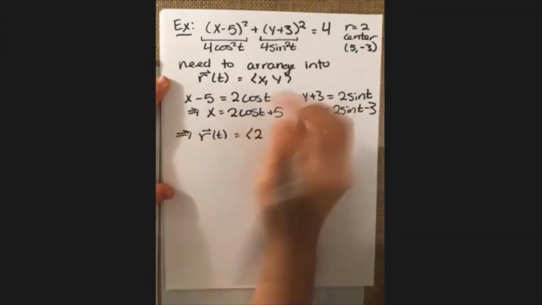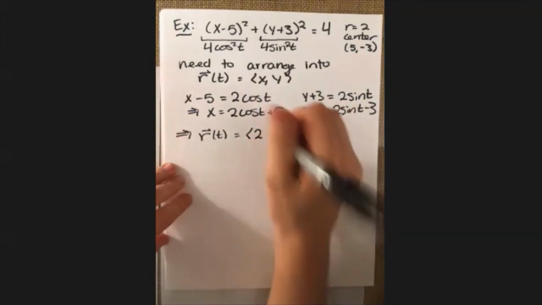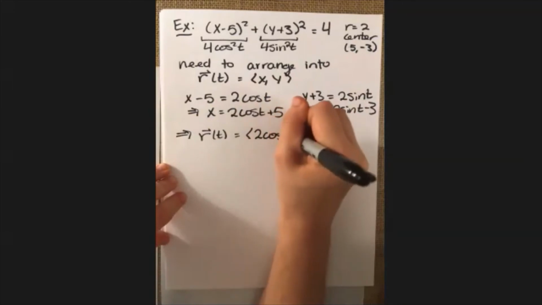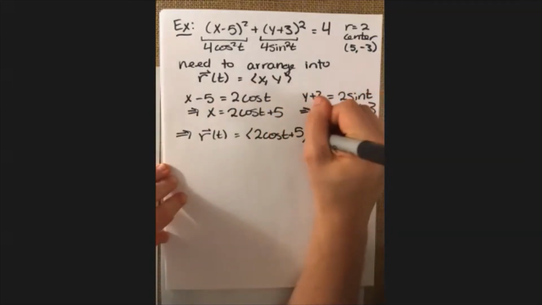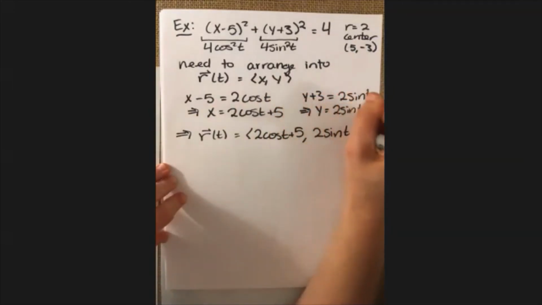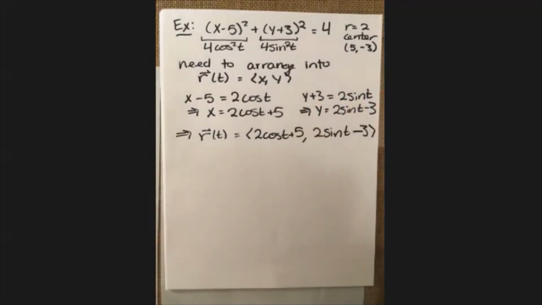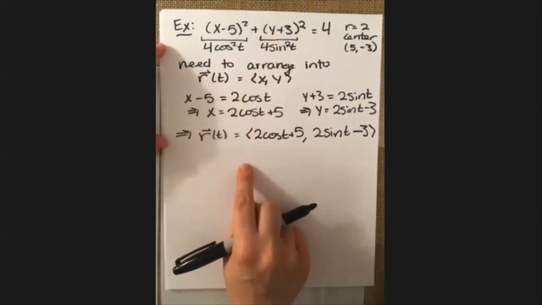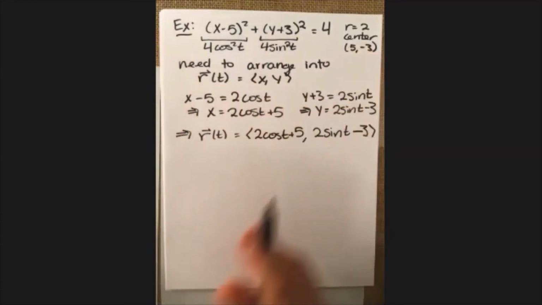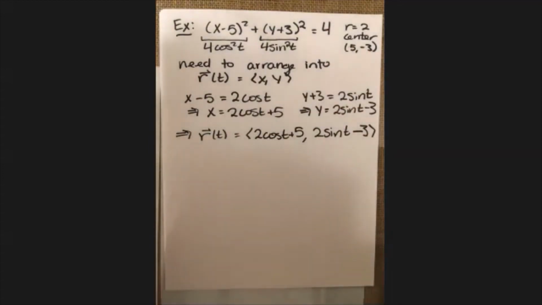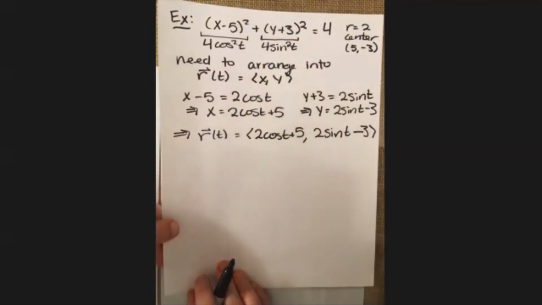So we get r of t is equal to 2 cosine t plus 5, and then 2 sine t minus 3 for that y component there. And that's pretty much all there is to this example, to being able to work with circles. The strategy for working with an ellipse is actually nearly identical. So let's do an example that's a little bit more involved using this circle.